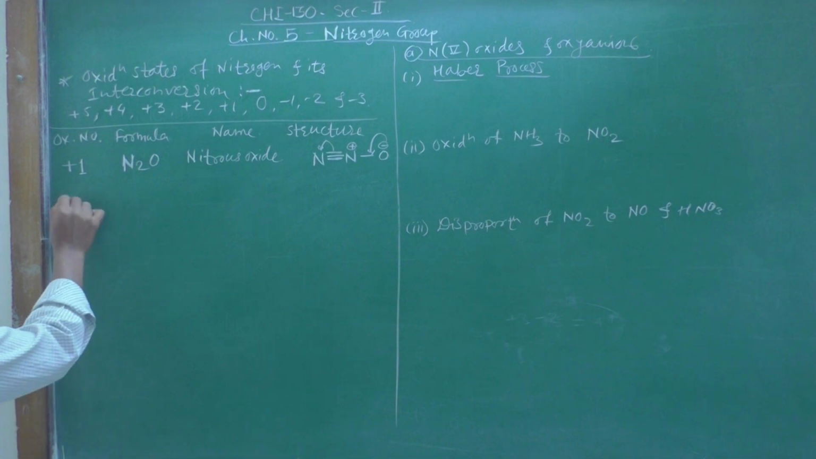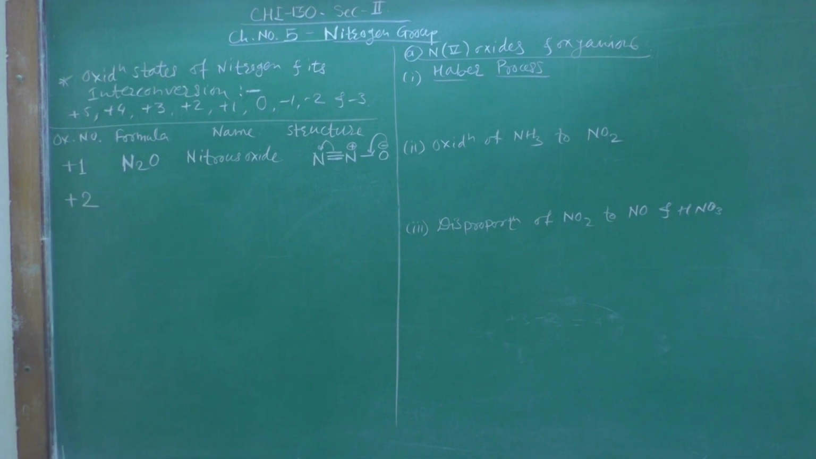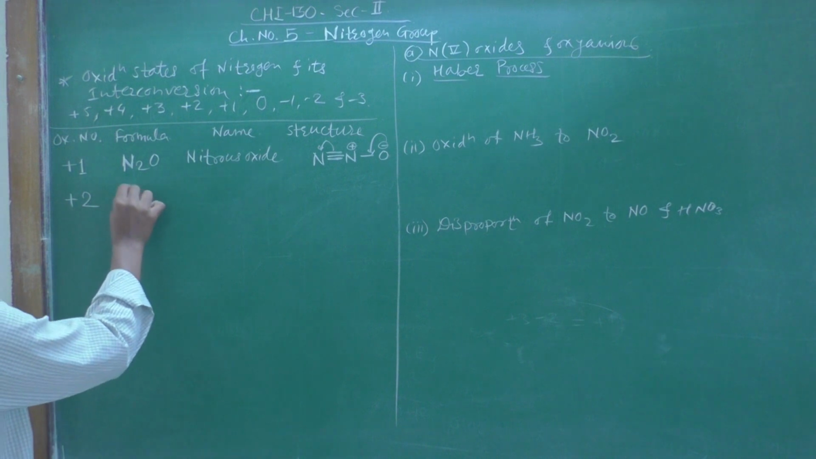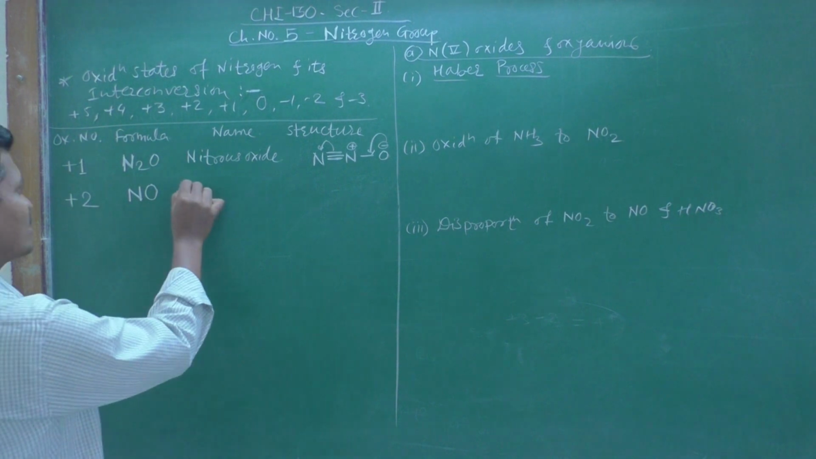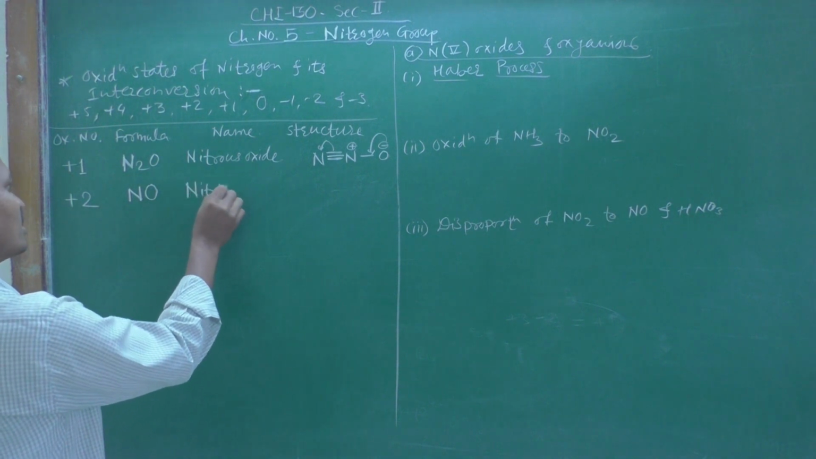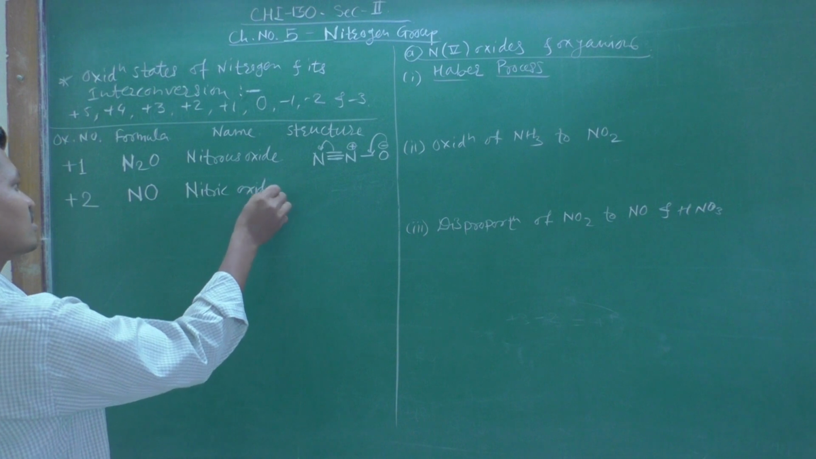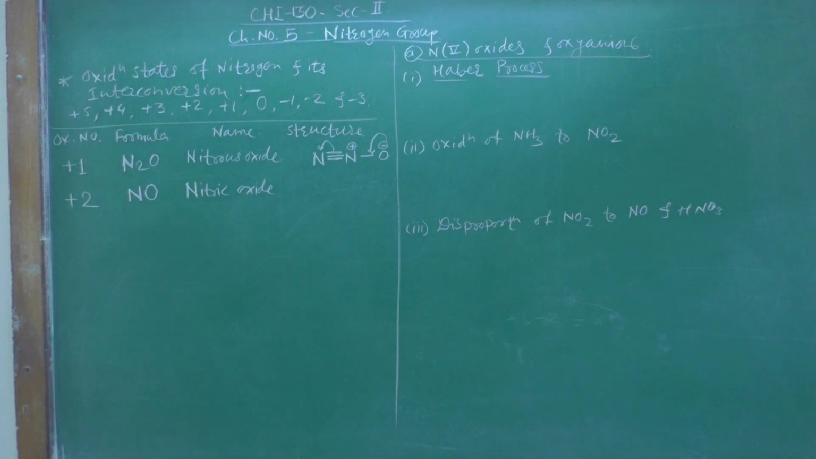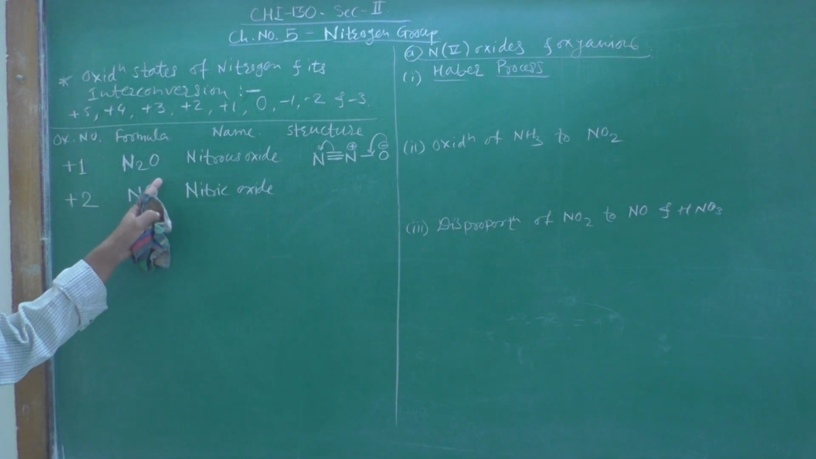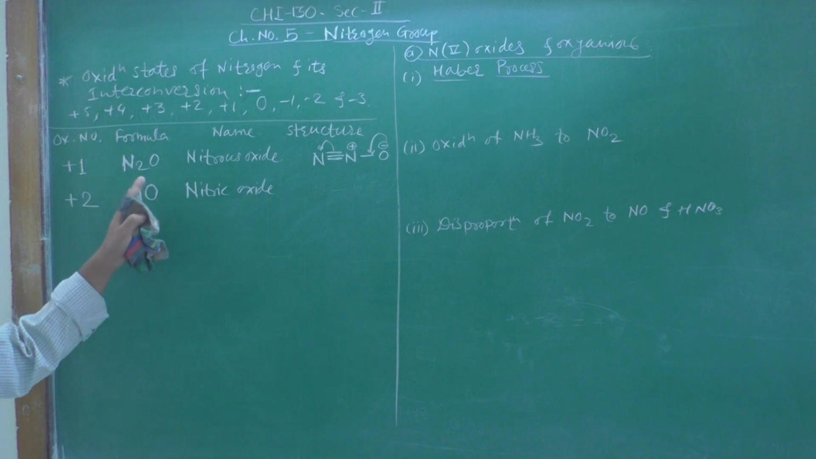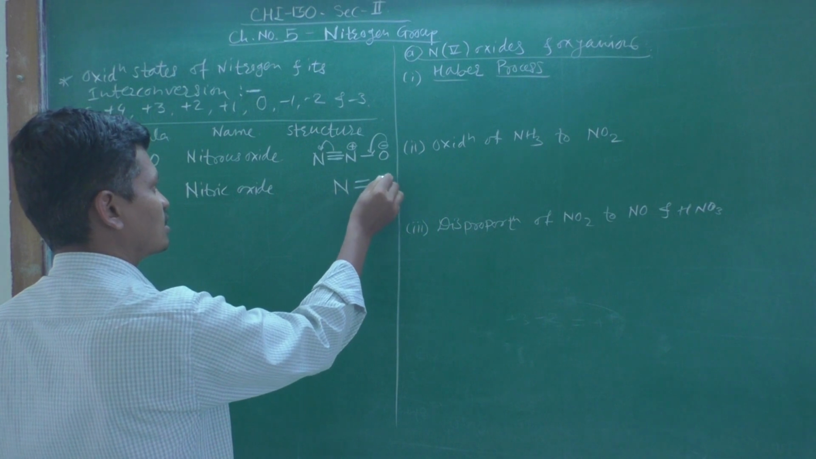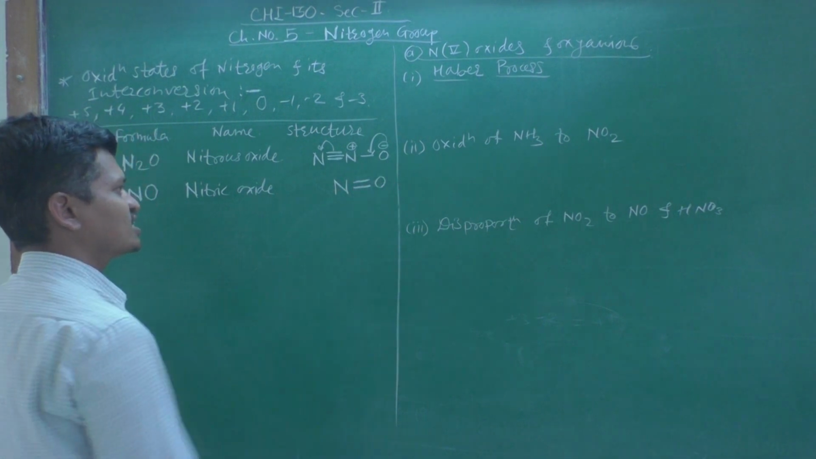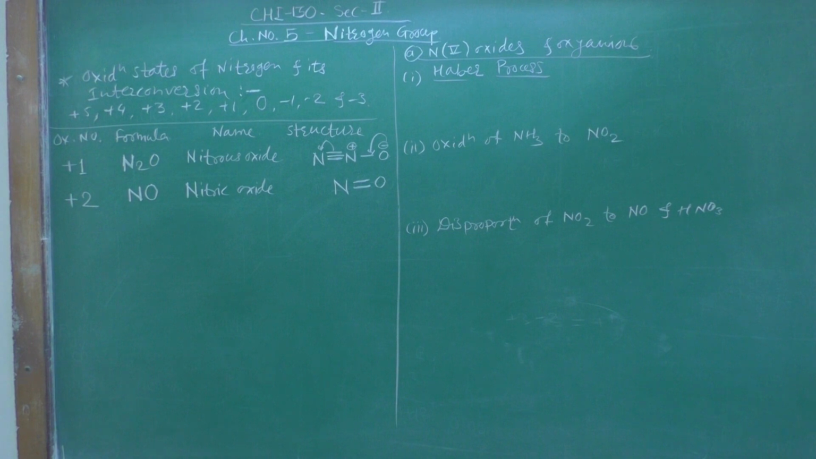Then the second one is where nitrogen is showing +2 oxidation state and the compound is NO. It is called nitric oxide, where oxygen has -2 and nitrogen is present in +2 oxidation state. The structure is very simple. This is the structure of nitric oxide, NO.